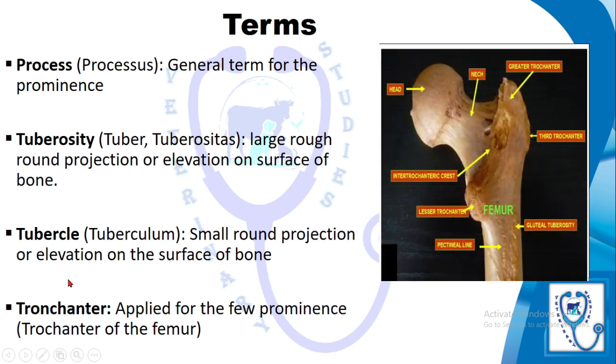Trochanter. Trochanter is a term applied for a few prominences. As an example, I have given a picture of the proximal end of a femur bone. There are two trochanters on the femur bone. This one is the greater trochanter and this one is the lesser trochanter. If we compare tuberosity and tubercle with trochanter, tuberosity and tubercle have only one large prominence, whereas trochanters have a few prominences.